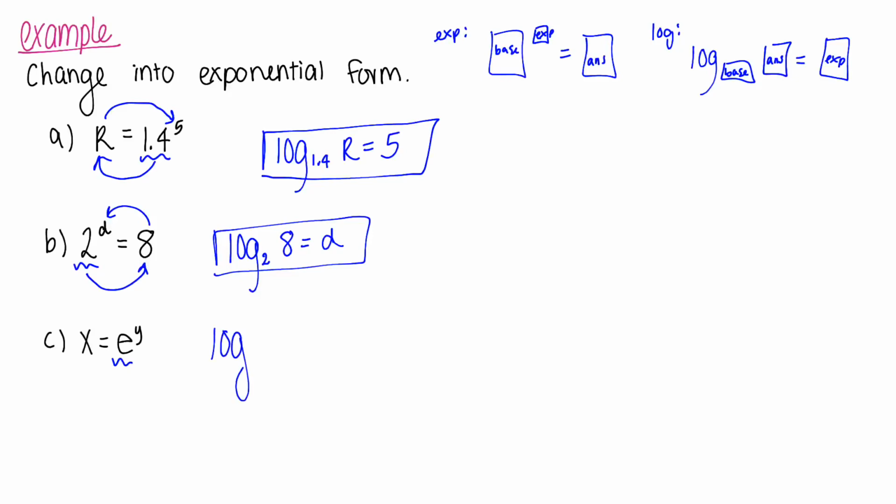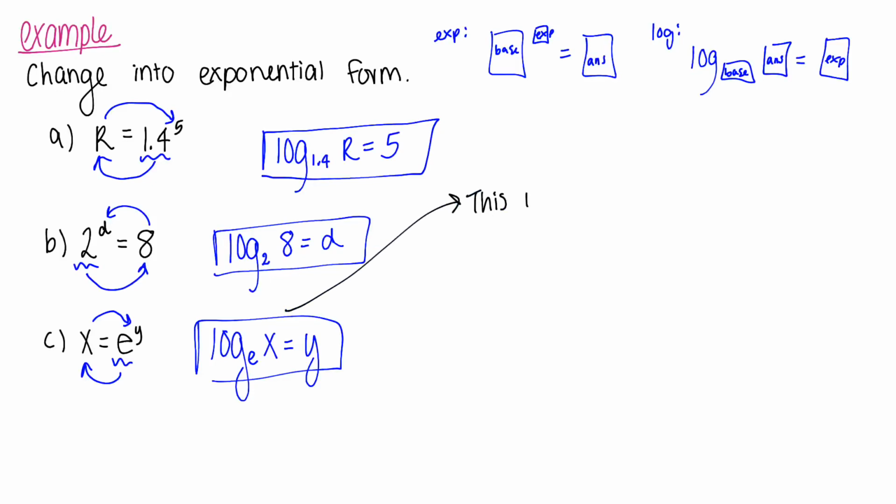But start at the base, so log base e across the equals x, and then back again is equal to y. Now, what's special about this is that we never actually write log base e. So this is a special logarithm. It's called a natural logarithm, and it has a special form.